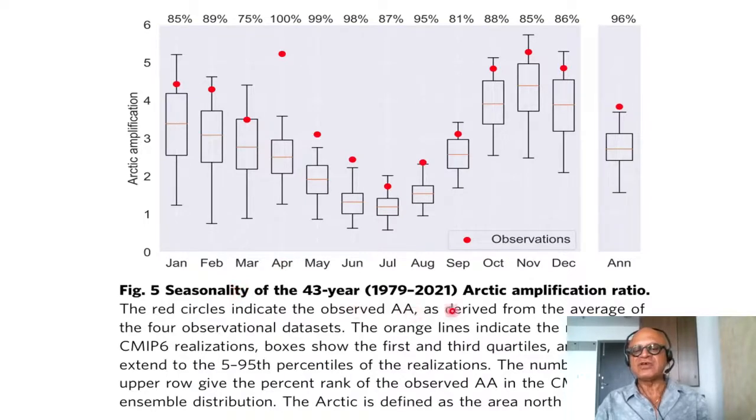seasonality of the 43-year Arctic amplification ratio, the red circles indicate observed Arctic amplification as derived from the average of 4 observational data sets. The orange lines indicate medians of CMIP6 realizations, and boxes show first and third quartiles. Whiskers extend 5th to 95th percentiles of the realizations. Numbers in the upper row give percent rank of observed Arctic amplification in CMIP6 ensemble. Why did I stress CMIP? CMIP6 ensemble distributions. The Arctic again is defined north of 66.5.